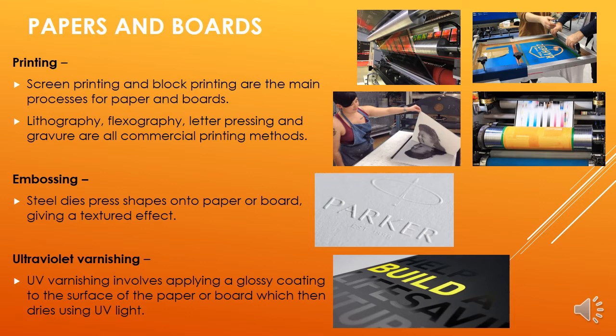And then the last one there is ultraviolet varnishing, where a glossy coating is applied to the surface. You then let it dry in the UV sunlight and it adds a shine just where you want the letters to be in your design.